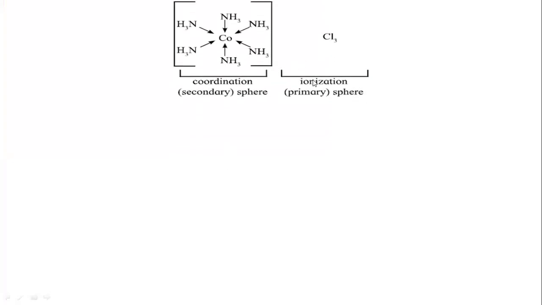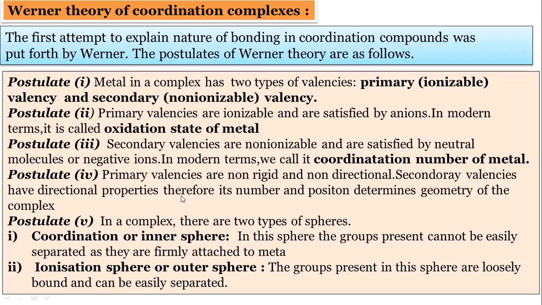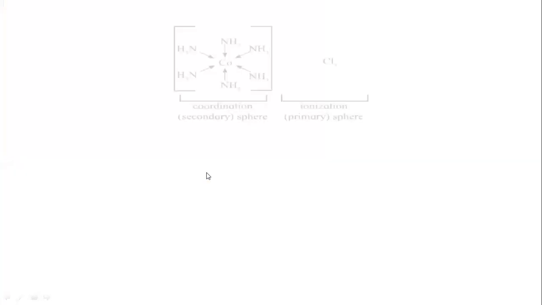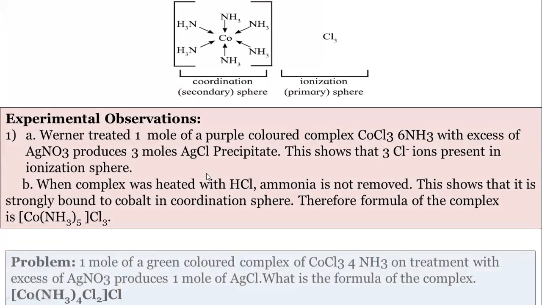According to Werner's theory, at a glance, there are two valencies: one is the primary valency and the other is the secondary valency. This is the secondary sphere. This is the primary sphere, which is ionizable, meaning if it is dissolved in water, it forms ions. The secondary sphere is very tightly bonded and does not give ions. This Werner theory is important for the board exam for 2 marks; any 4 postulates we have to write. So this whole part is completed.